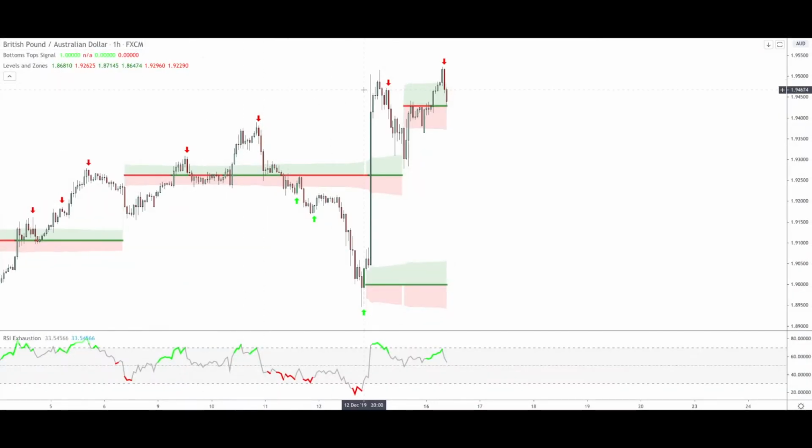So today I'm looking at this pair with the bottom stop signal, which is the one that is giving these arrows here and here, the levels and zones, which is the one that is giving this support and resistance line here and here and down here, and the RSI Exhaustion, which is basically an RSI but with exhaustion information, either green if it is bullish exhausted or red if it is bearish exhausted.